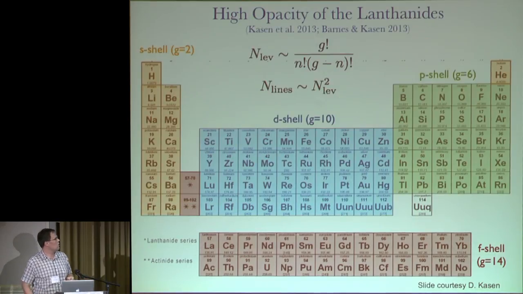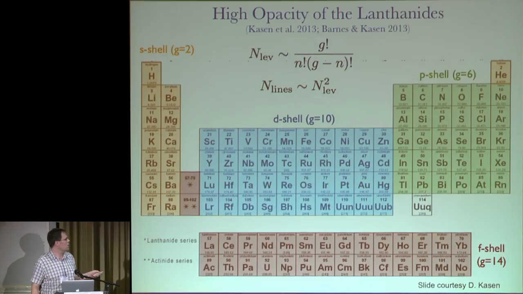Dan Kasen showed that was probably not a good approximation, because even if you have a small fraction of these lanthanide and actinide elements in the ejecta, they have these very complex f-shell valence electrons. In a combinatorial way, there are many transitions, many lines. And the opacity is basically a forest of lines, so the more lines you have, the higher the opacity. And what he showed is that in the optical, you can have an opacity which is about 100 times higher than that of just iron, which has a d-shell valence electron and is a simpler atom.